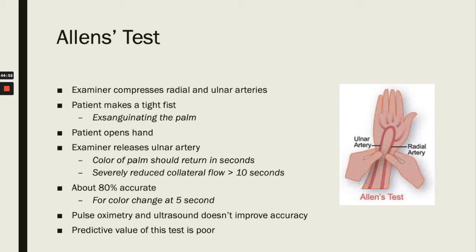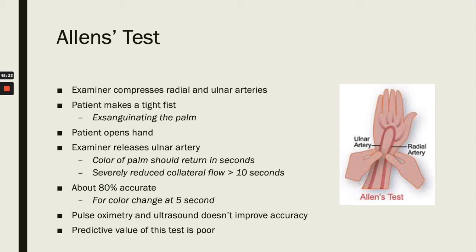However, the predictive value of this test is poor, because we have seen that there have been reports of ischemic problems with a normal Allen's test, but there have also been reports of normal radial catheter use or harvesting for CABG with an abnormal Allen's test.